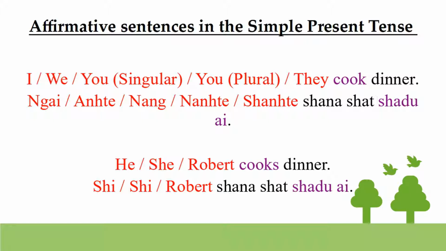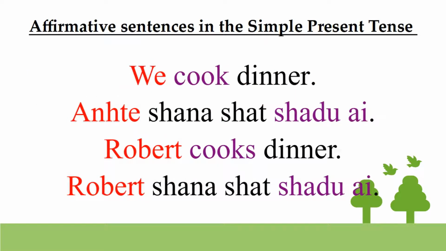However, the base verb shadu i in Kachin Jinghpaw doesn't need to conjugate for those different subjects. For example, we cook dinner in Kachin Jinghpaw. Anhte, shana, shat, shadu i. Robert cooks dinner. Robert, shana, shat, shadu i.